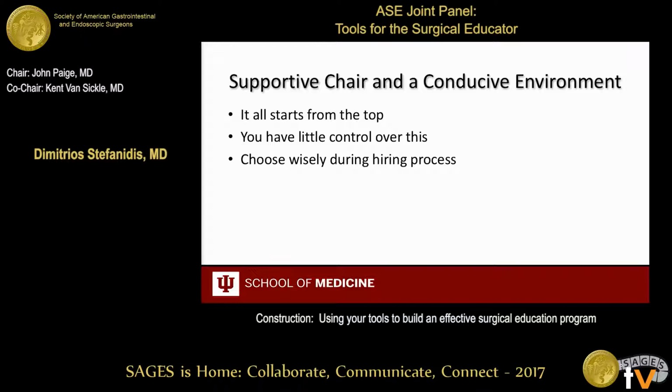So I would argue that it all starts from the top, right? So if the chair of the department is very supportive, you will have a more conducive environment to learning. Everybody's going to be more attuned to that. The reality is, depending on where you are in the hierarchy, you may have little control over this. However, you can choose wisely during the hiring process, because you should be able to assess whether the environment you're trying to get to is really conducive to learning and what value it puts on education or not.